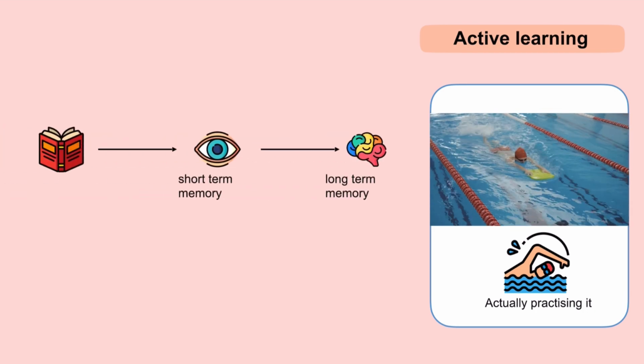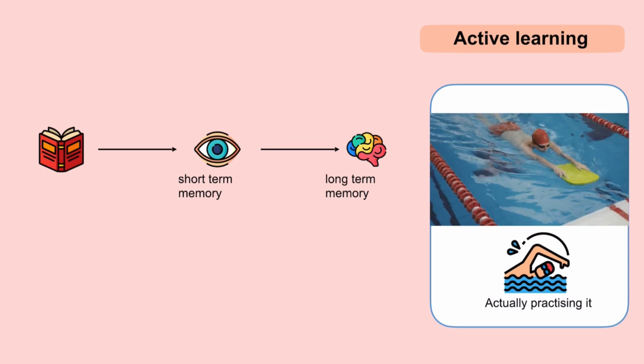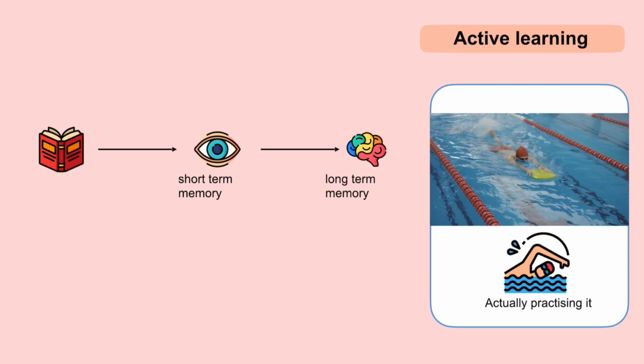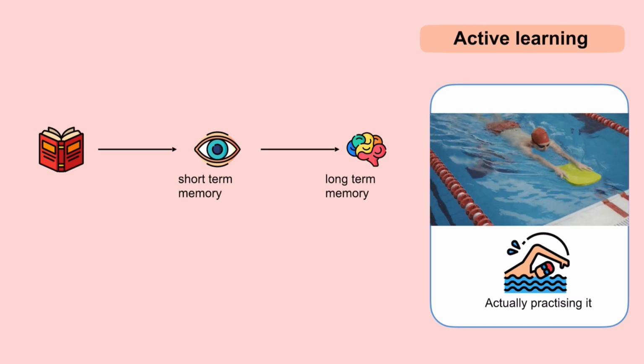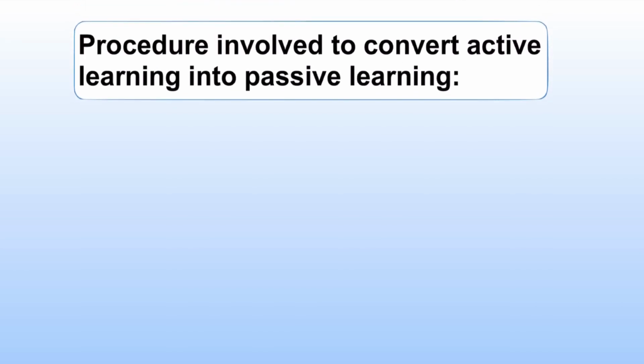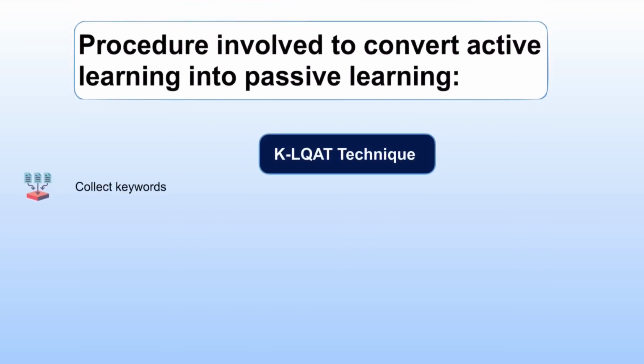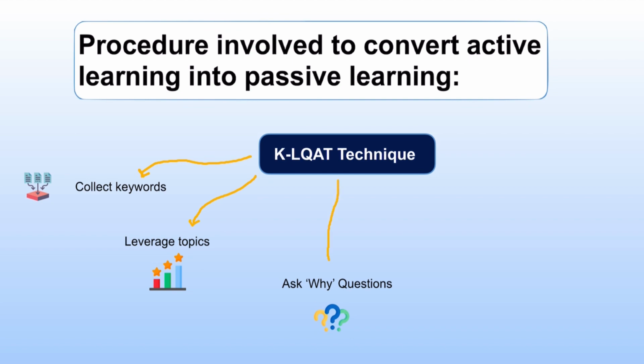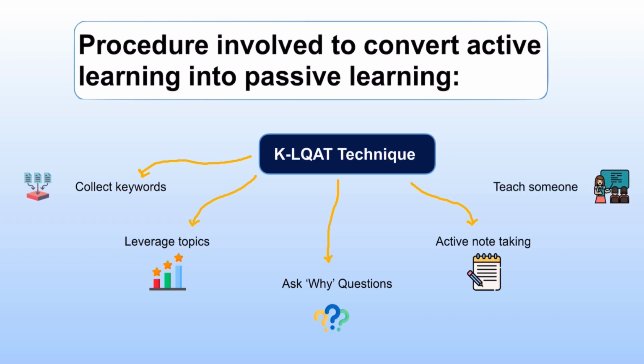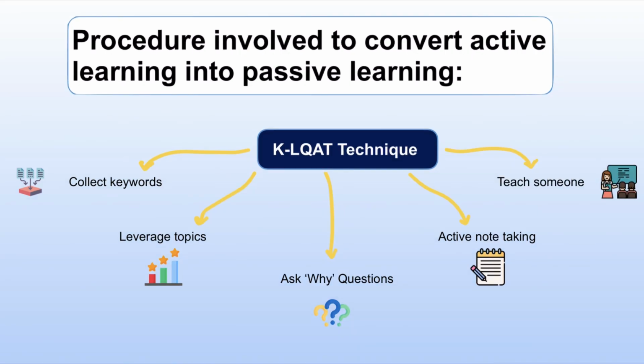In active learning, what we do is to learn information so that it gets saved in our long-term memory from our short-term memory. The procedure involved to convert active learning into passive learning is as follows. I have named it as K-LQAT technique. It mainly consists of 5 steps, that is K for collecting keywords, L for leverage topics, Q for asking questions, especially why questions, A for active note taking, and T for teaching someone.